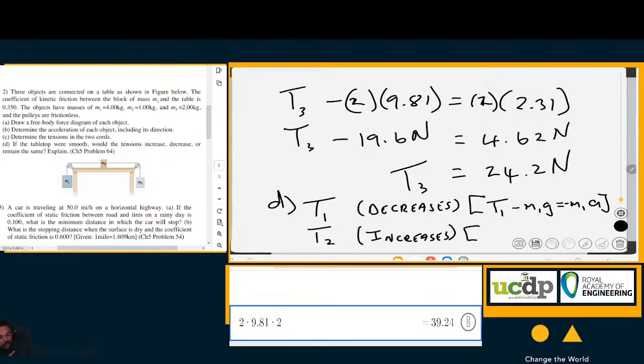And it's all based on this equation there, T3 minus M3 times G is equal to M3 times A. Okay, the acceleration is not G here. A increases if the friction is removed, and if A increases, T1 decreases and T2 increases. The reasons are according to these formulas. Okay, quite simple.